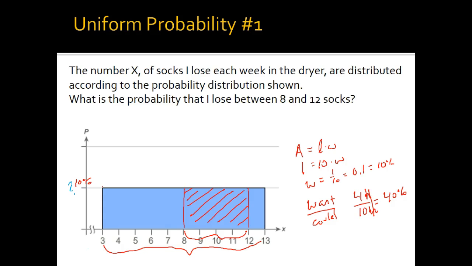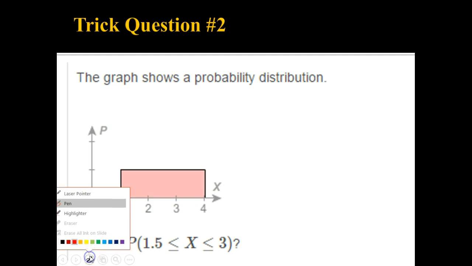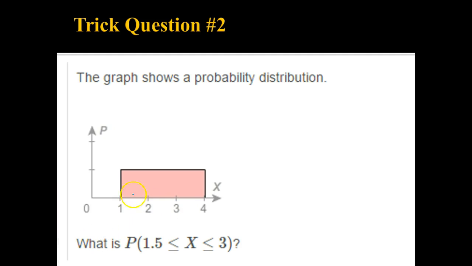All right, hope that wasn't too much information. Let's do this again real quickly on our last trick question. Graph shows the probability distribution. What is the probability between 1.5 and 3? So we'll get our pen here, and we'll draw a blue rectangle inside this pink one from 1.5 to 3. And again, we don't know what the height is.